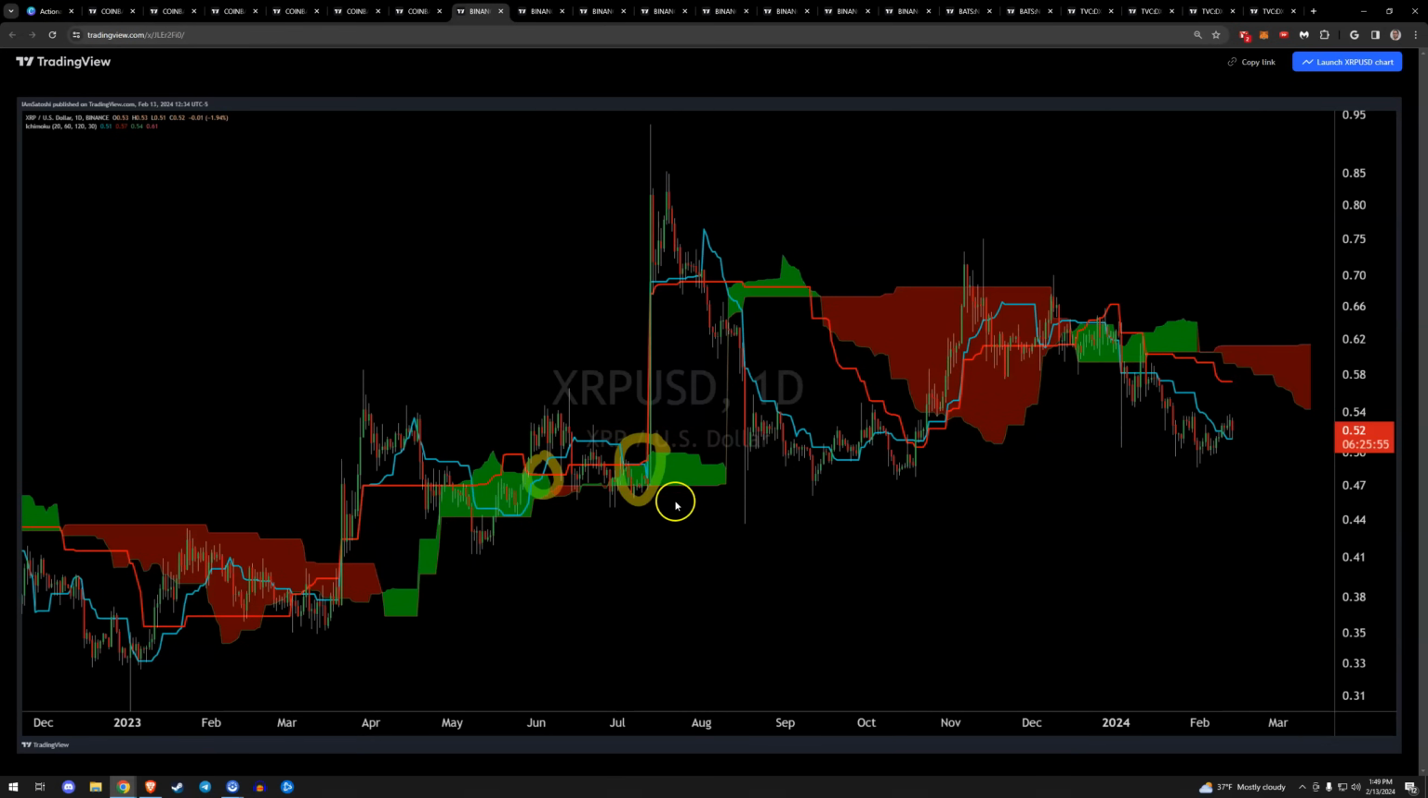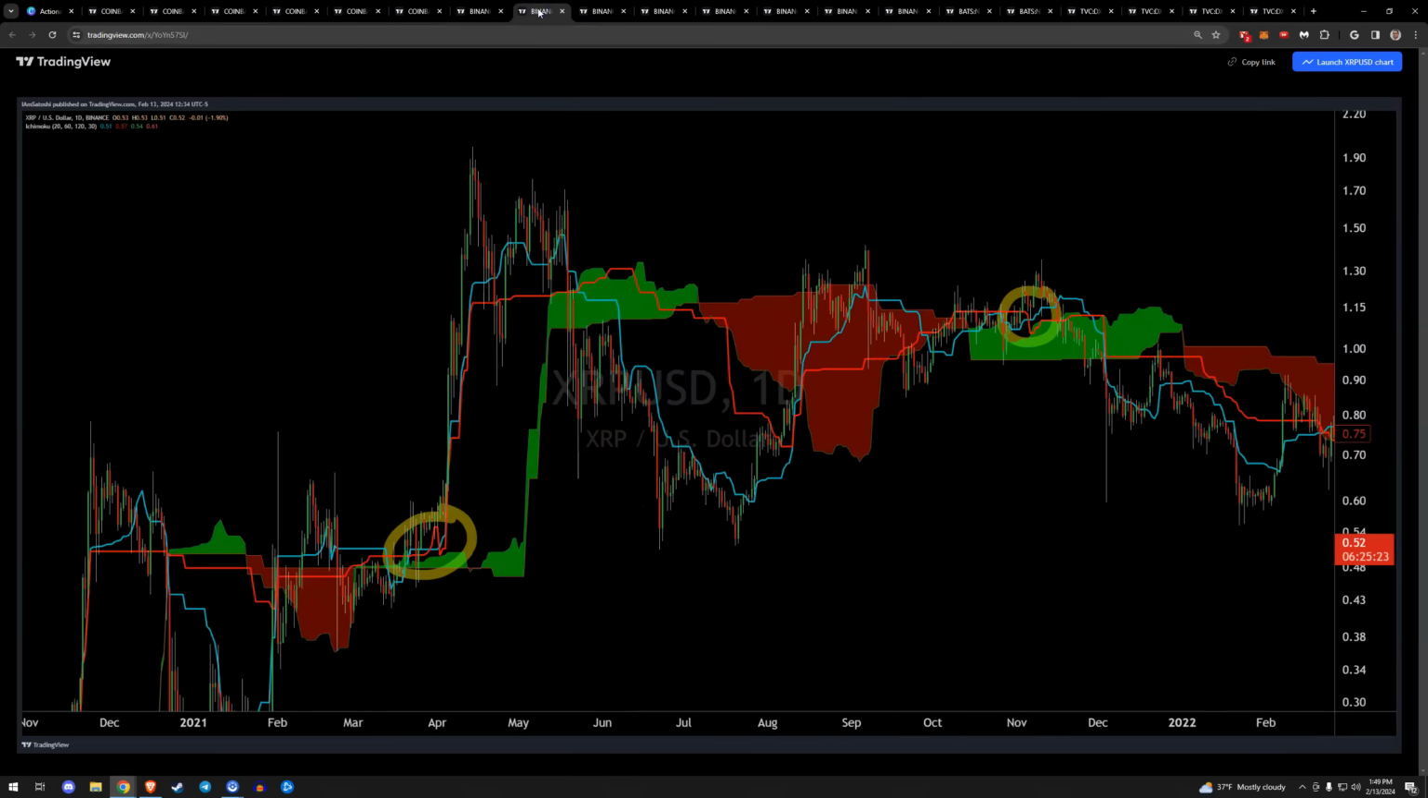So there are other things that are trying to keep you in, but the cloud is not that effective for markets that historically haven't really trended generally, right? There was a period of time when Ripple did trend very early on. I'll get to that in a second. Those TK recrosses worked great.